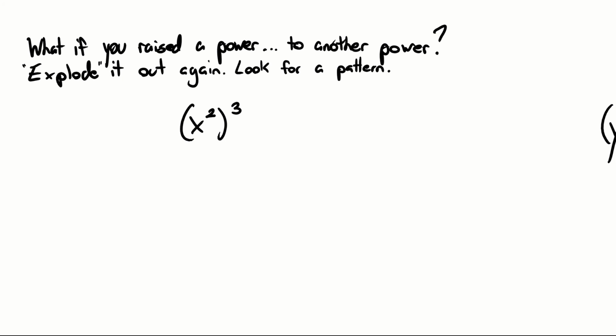Let's find out. Remember, mathematics is good pattern recognition, so let's look for a pattern here. We've got x to the second to the third power. Now with this outermost exponent of 3, we know the entire base is not just x, it's x to the second power. In other words, we're multiplying 3 x to the second powers together, because that's what this exponent of 3 is telling us.